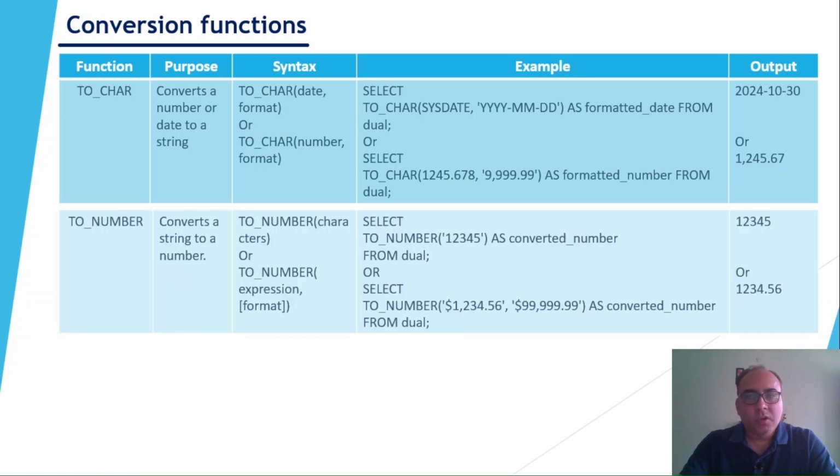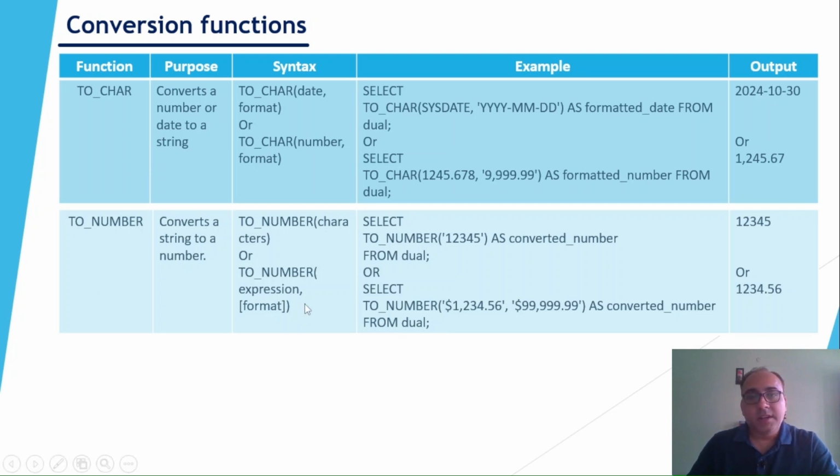Next we have to_number. This basically converts a string to a number. The syntax here is to_number then the characters, and the other one is to_number expression then format. So two flavors are there. In one way, we can simply pass characters to to_number, and it will simply convert the characters to a number. The other way is that if you want to specify a format, you can also specify it using this function. For that, the syntax is to_number, expression and then format.